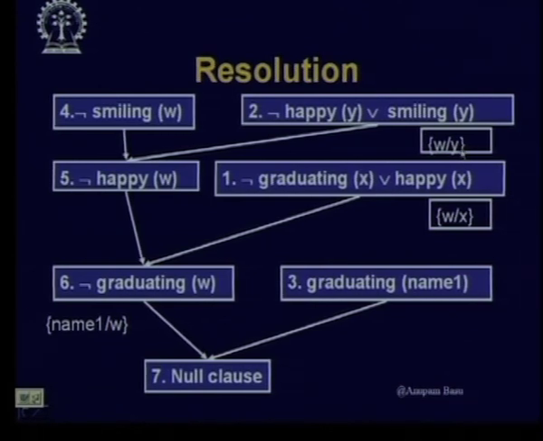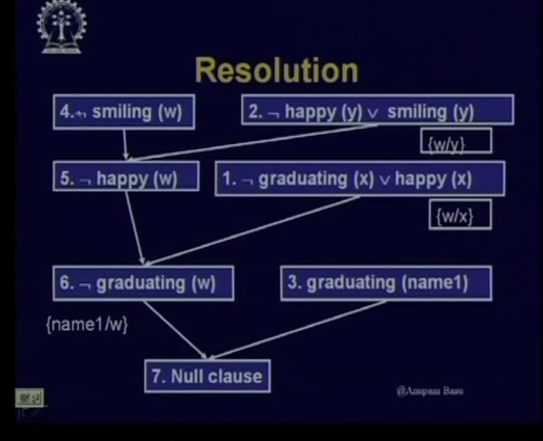So, here you see I had replaced for the sake of unification, resolving for the sake of resolution, I substituted Y with W, here I substituted X with W, and there was no contradiction, and I came to not graduating W, and there was a clause graduating name 1. So, now this variable W is substituted with the constant name 1, and with this I resolve. What do I get? A null clause. And what does this null clause imply? It implies that the goal with which we started is contradicted.